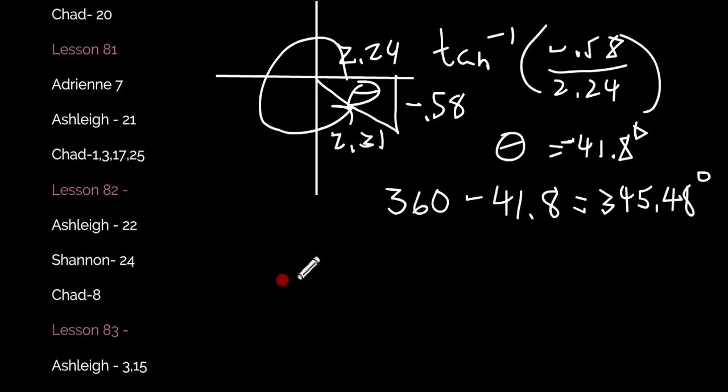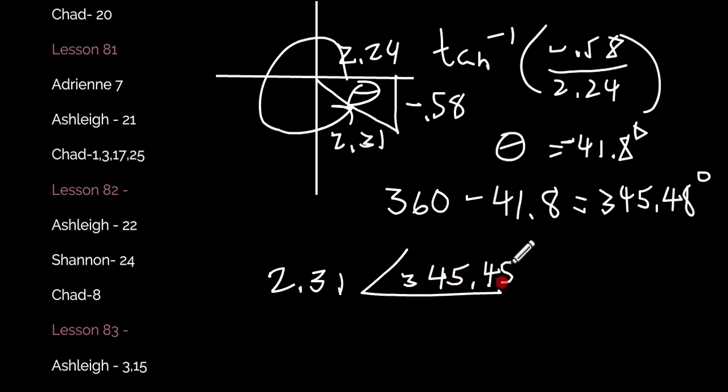And finally, we write it in polar form. So our vector length is 2.31 at, now make sure you go the whole way around, so it's going to be 345.48 degrees. And that is your final answer.